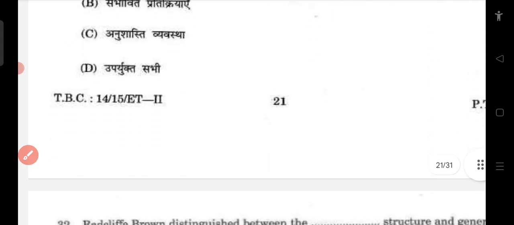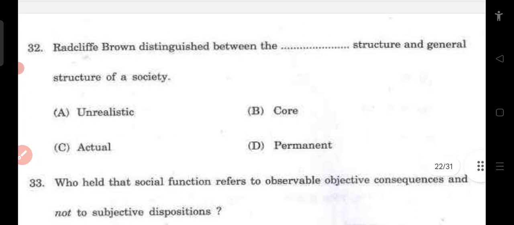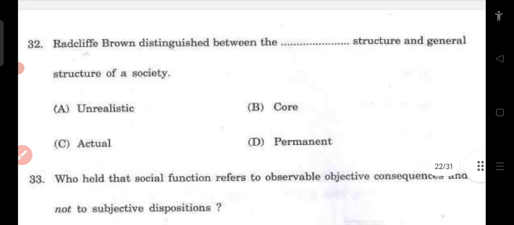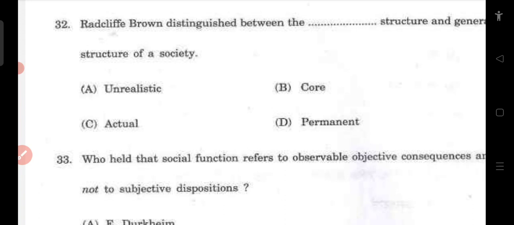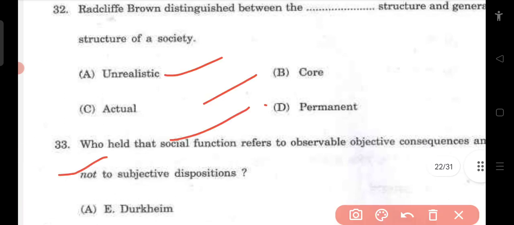Question number 32 is asking: Radcliffe Brown distinguished between the actual structure and general structure of society. In other form, actual structural form or general structure. So the answer should be option C.